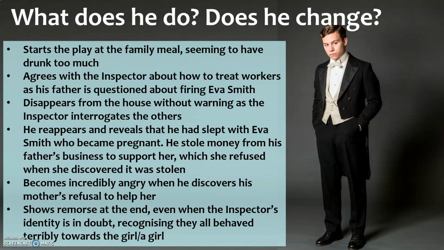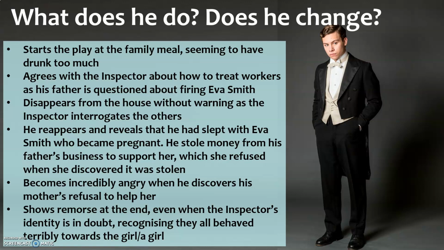So what about him in the play then? And the key question, of course, is does he change like a lot of the characters do, or some don't? He starts the play at the family meal, as we've said, the engagement of Sheila and Gerald. He seems to have maybe been drinking too much. And as the Inspector enters, generally he starts agreeing with the Inspector. When points are made about the sacking of the girl, Eva Smith particularly, he shows sympathy towards her, which his father really doesn't like very much.